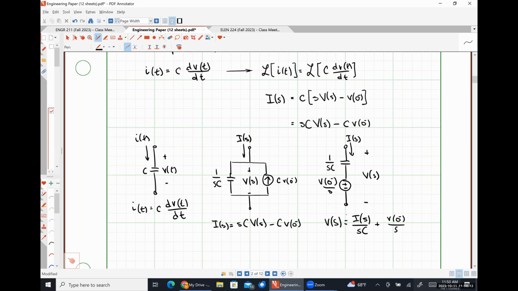Okay, so now that we know what resistors, capacitors, and inductors look like in the S domain, let's look at a circuit. And what I want us to do here, I want us to look at a circuit that we solved way back in circuits 2. We're going to work a transient analysis problem from circuits 2 in the S domain and see if the answers that we get are similar.